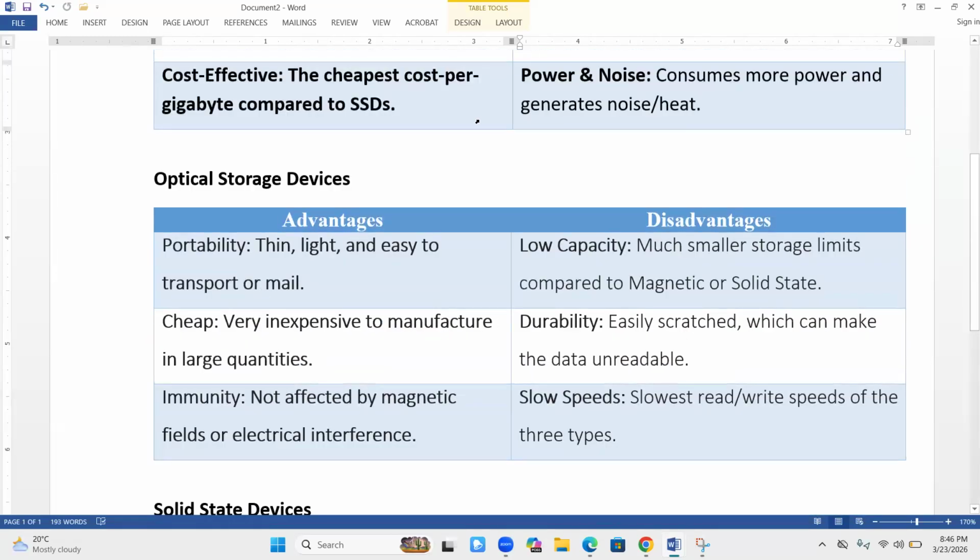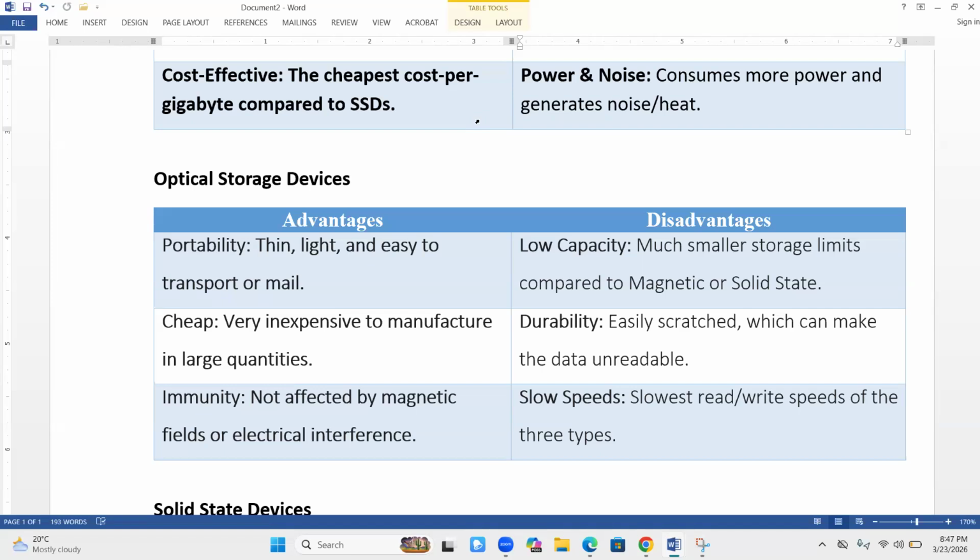And the optical storage devices. The advantage of optical storage devices is portability when we compare with magnetic storage devices. They are very easy to move from one place to another place. That is called portability. Thin, light, and easy to transport or mail. And very cheap, very inexpensive to manufacture in large quantities.